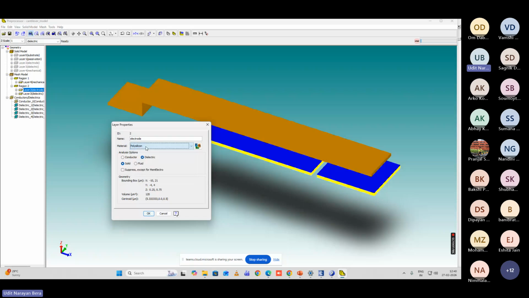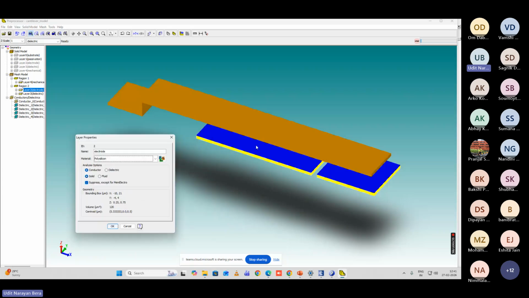Okay, so this is the electrode, so make it a conductor because it's not a dielectric. And you should click this point as well. Why? Because it is written "suppress except for MEM electro". That means when you will be working with the actuation voltage or current, then you should use this electrode.